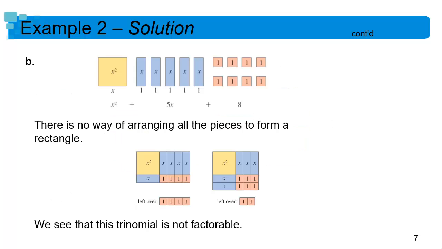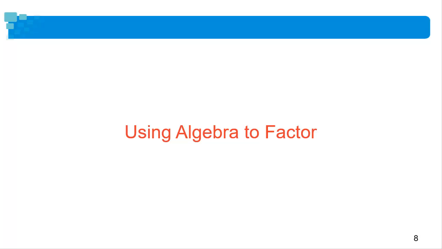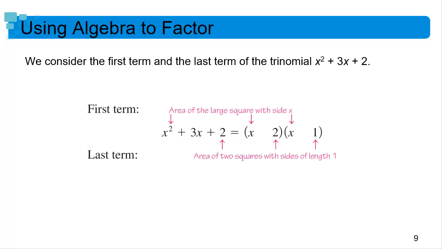All right, what about the second one? To remind ourselves, it's x squared plus 5x plus 8. Here's all our pieces. We can try and arrange it this way, but we get a leftover. We can try and arrange it this way, but we get a leftover. And this tells us that this thing is not factorable. Okay, so it is a valid technique, but it's not one that I would really recommend trying to learn because it's really just a visual tool. It's not something you want to learn or try on a day-to-day basis.